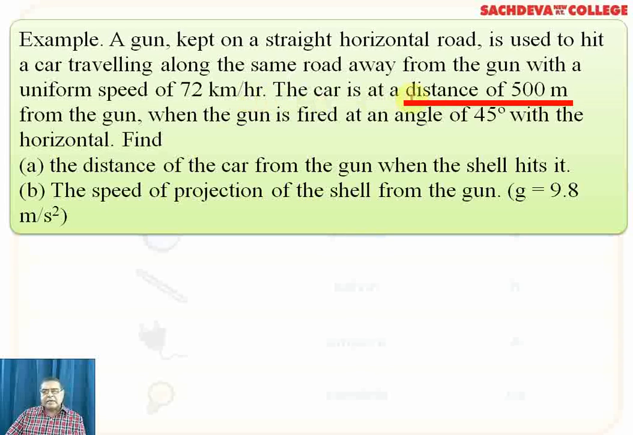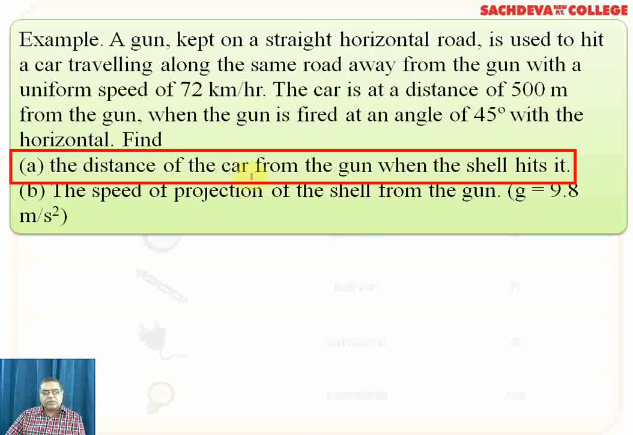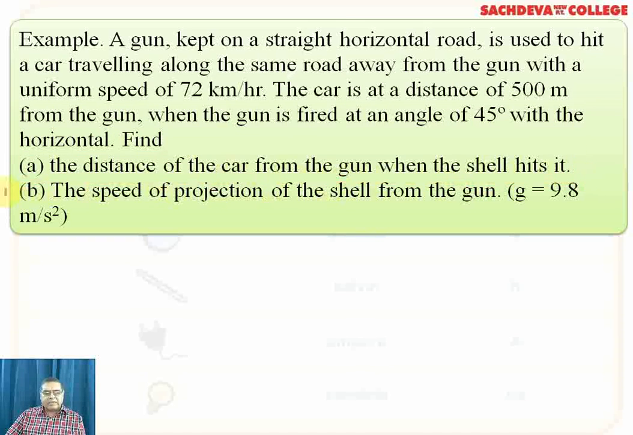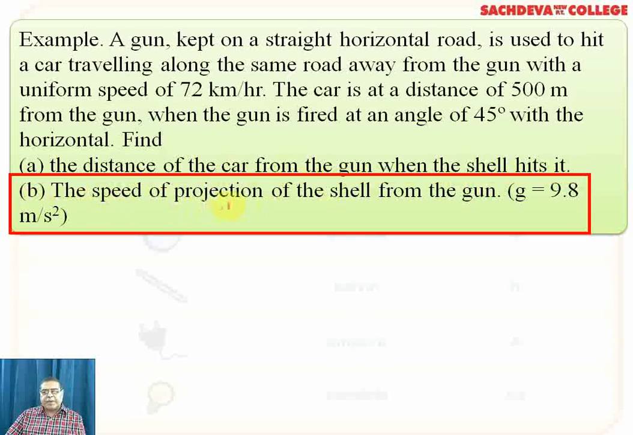The car is at a distance of 500 meters from the gun. When the gun is fired at an angle of 45 degrees with the horizontal, then we have to find these events. The distance of the car from the gun when the shell hits it. Another thing we have to find is the speed of projection of the shell from the gun when g is 9.8 meters per second square.